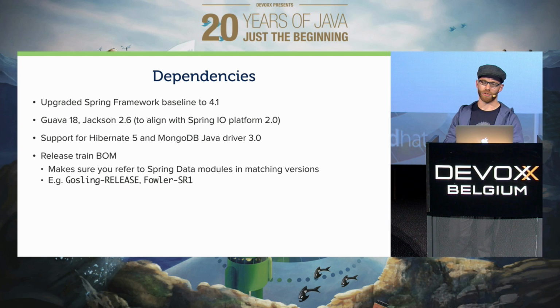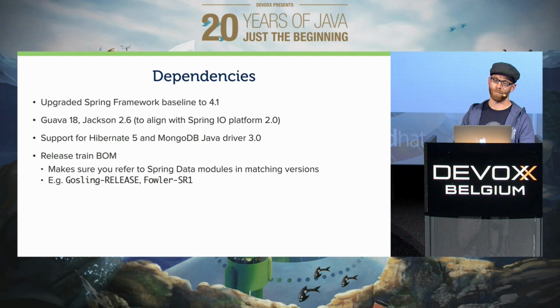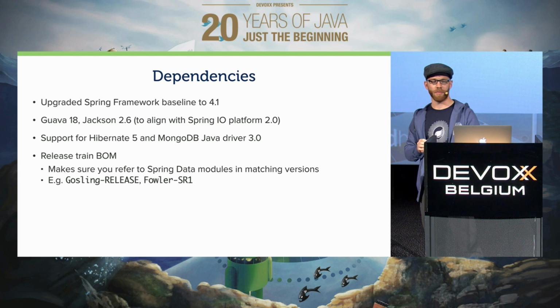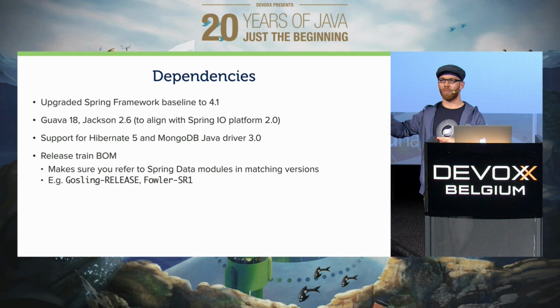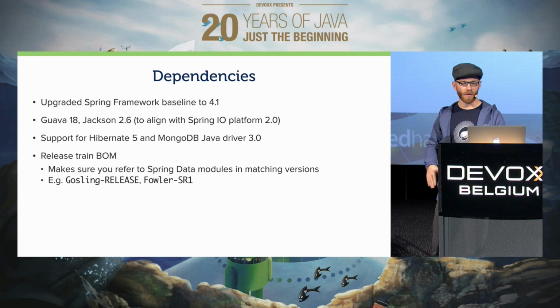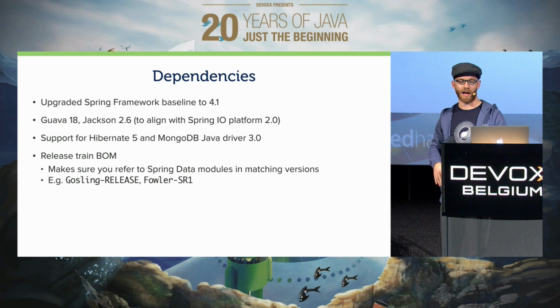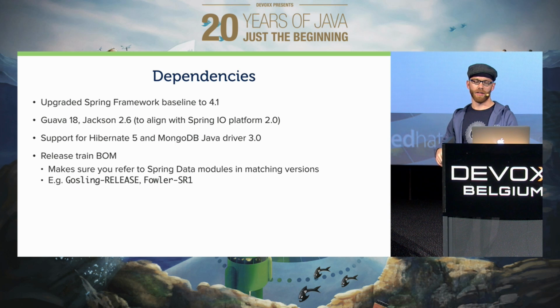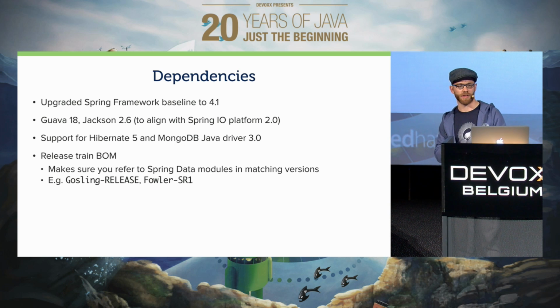There's a few shaky things in 2.6, but we aligned to that mostly because there's this Spring IO platform project coming out after Boot 1.3 is released, and that's referring to Jackson 2.6.